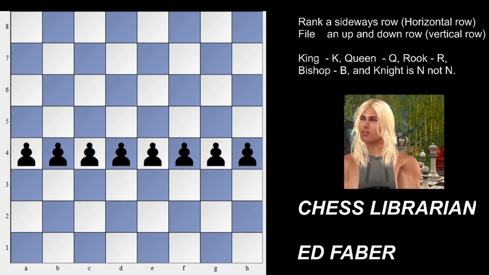Diagram 1, rank: a sideways row, a horizontal row. The first rank consists of A1, B1, C1, D1, E1, F1, G1, and H1 squares. There are 8 ranks: the first, second, third, fourth, fifth, sixth, seventh, and eighth. The fourth rank is shown.